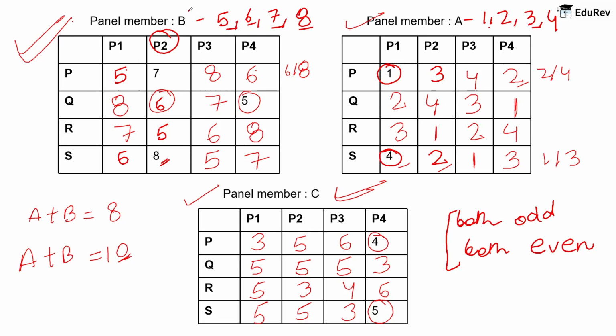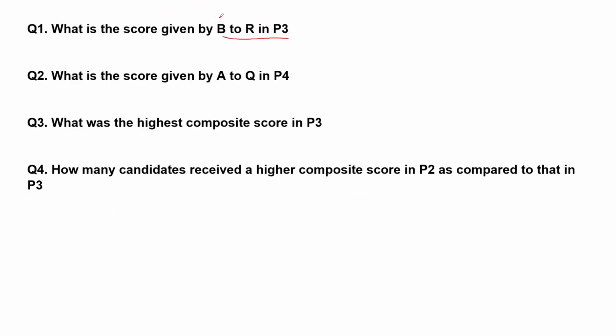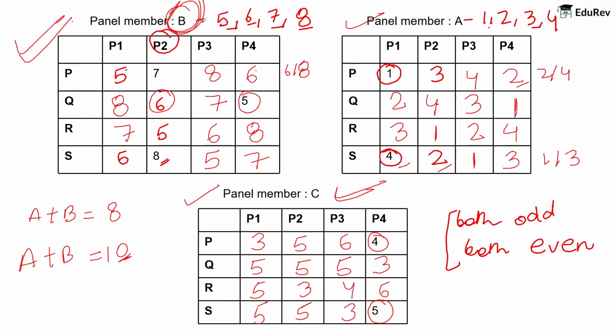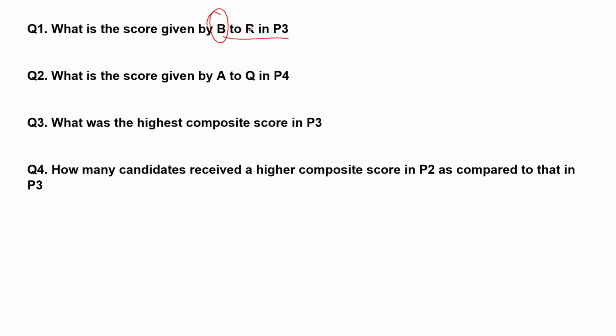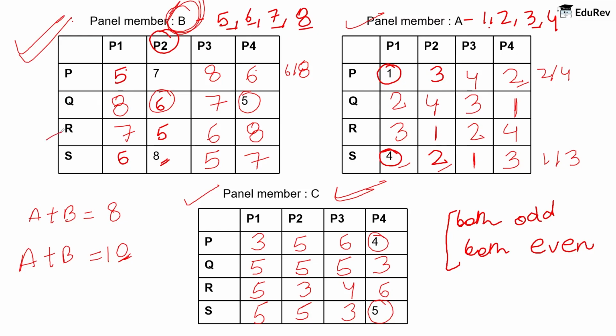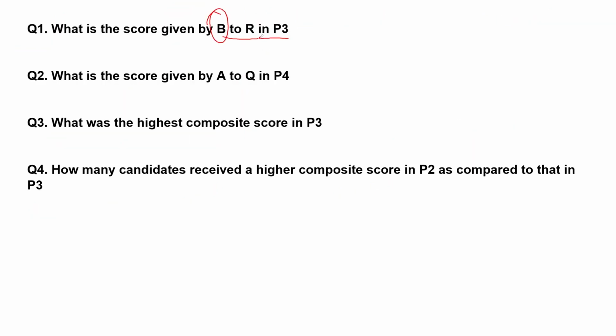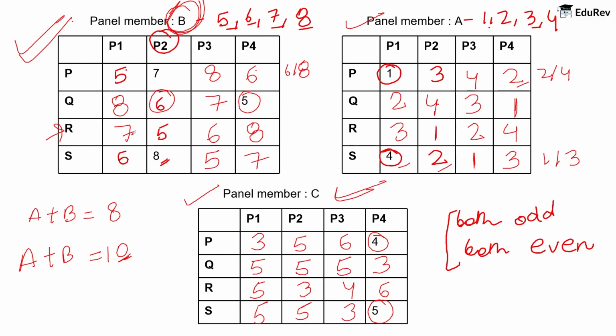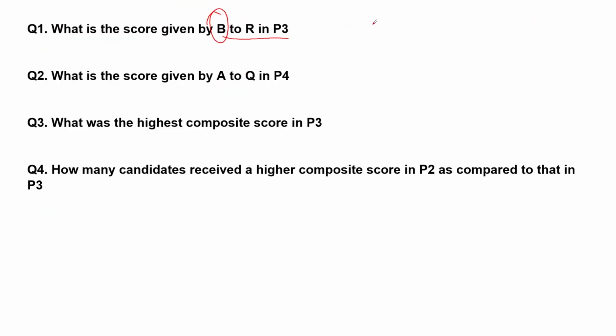That is, we have to refer to the table of panel member B. Now be very careful, don't get confused. It is panel member B. So please refer to the correct table. Panel member B to R, that is R, in what is the parameter? P3. So P3 and R, so the score is 6. So the answer is 6.